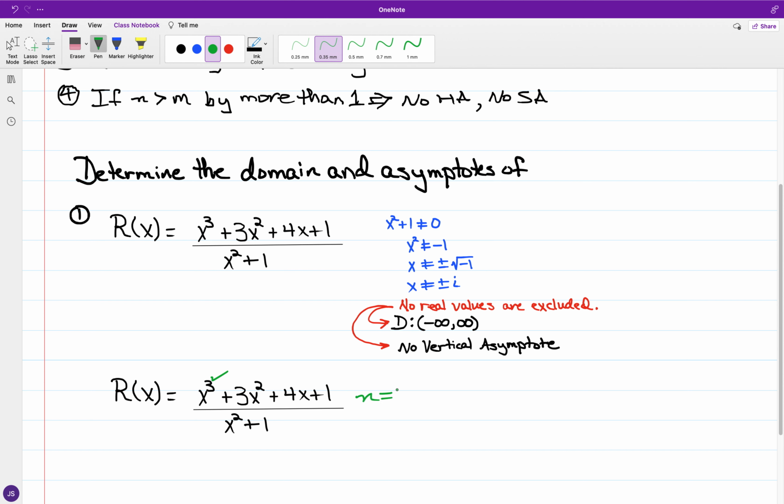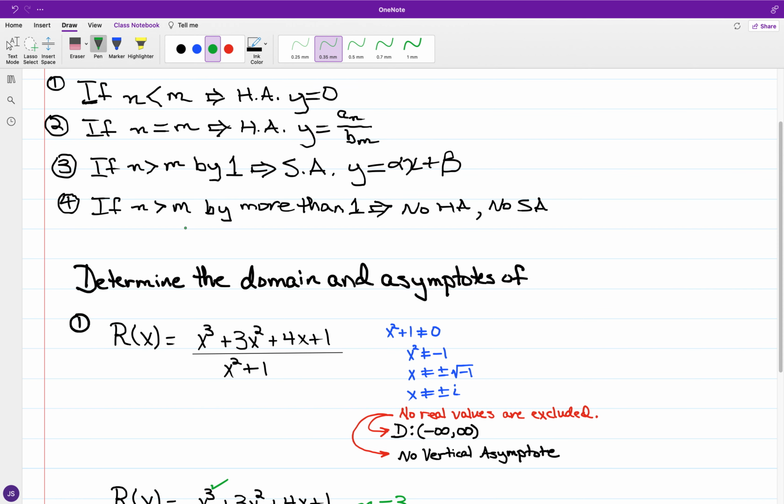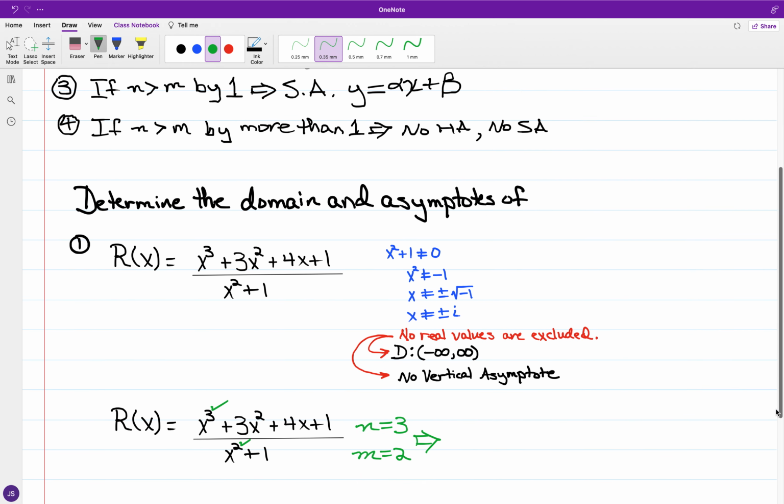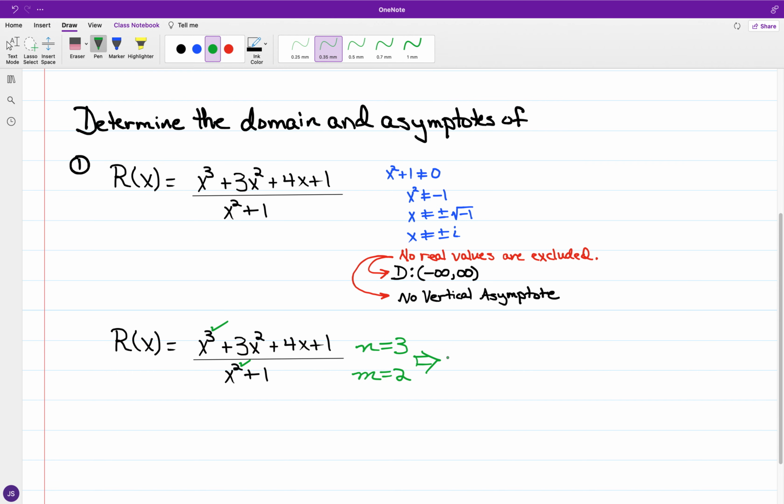So the degree of the numerator is going to be 3. And for the denominator, the highest order term is x squared, and this is second degree. So you have n at 3 and m at 2. And this is a case where n is greater than m by 1 degree, so we're going to end up with a slant asymptote.